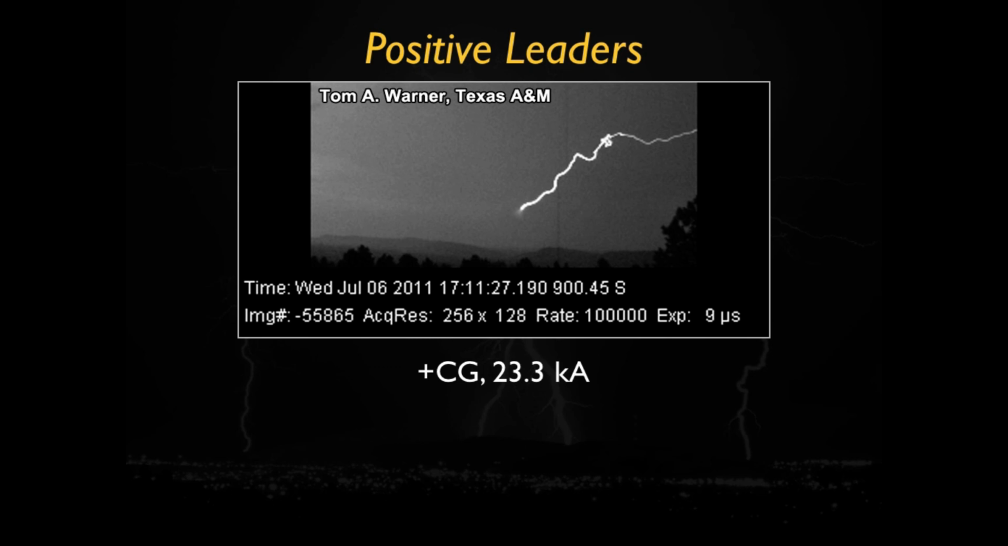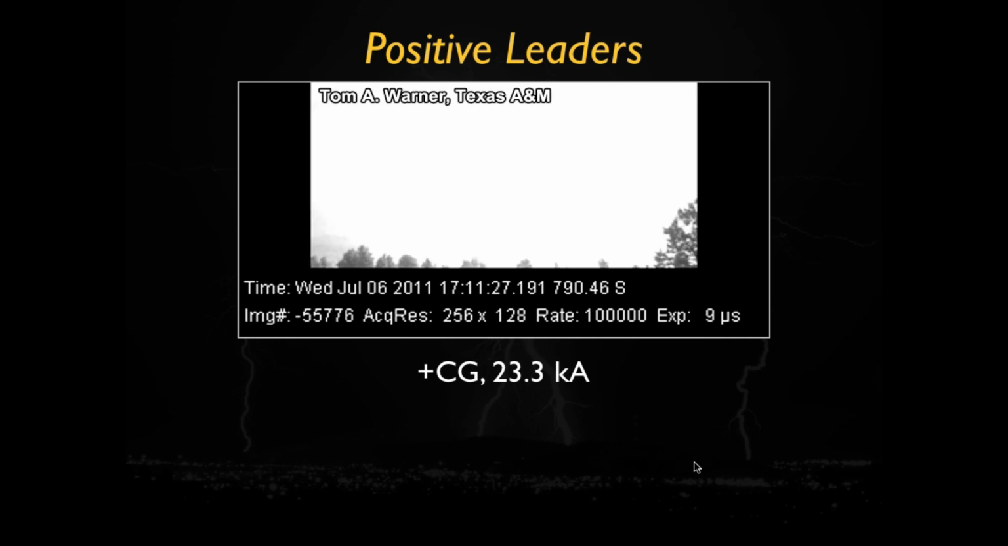So we'll take a look at positive leaders. This is a flash captured at 100,000 images a second, recorded a positive CG return stroke by the NLDN, estimated to be 23.3 kiloamps peak current. And we'll notice in this particular case that the leader does not branch, it remains bright and luminous, and it does seem to have some periodic pulsing along the entire length that originated near the tip and traveled back along the leader. There is one attempted branch coming up here, there. It's unsuccessful, and then it continues. You can see the corona streamer zone, and there's the return stroke.